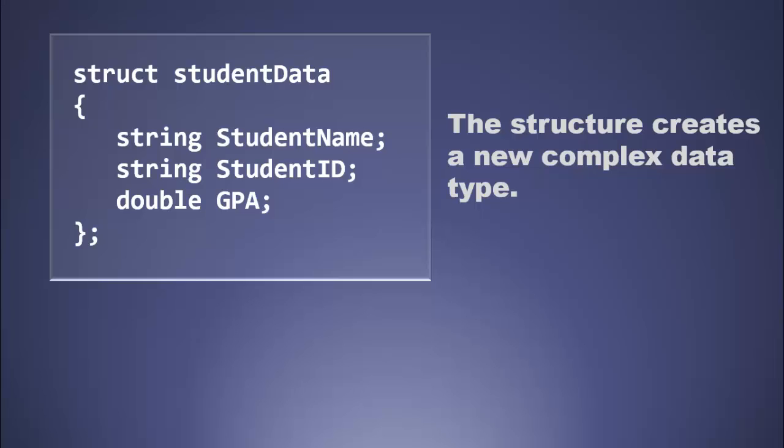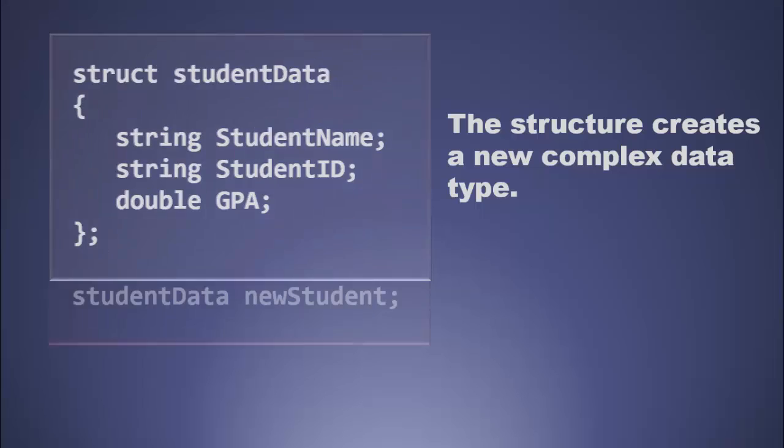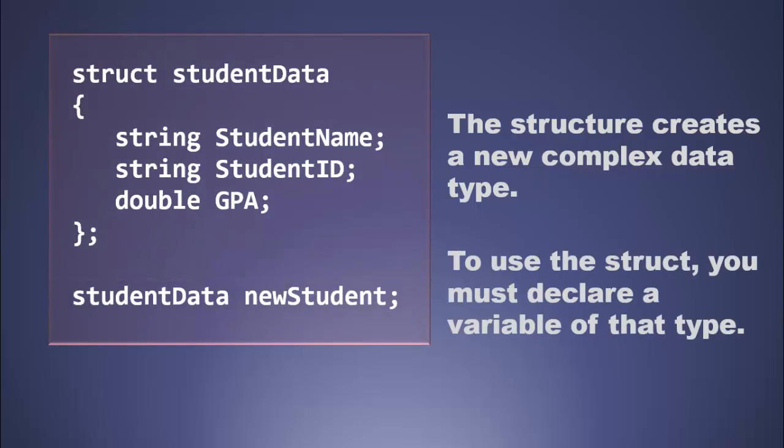Once we have declared that data type, we have to put it to use, and that means that we have to declare variables of that data type. So once we have created the data type, we declare variables just like we do with any other simple type. So student data, and the variable is going to be called new student.